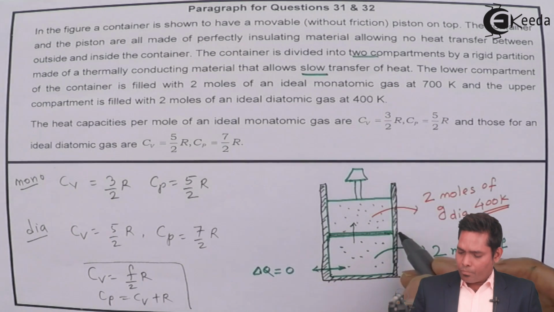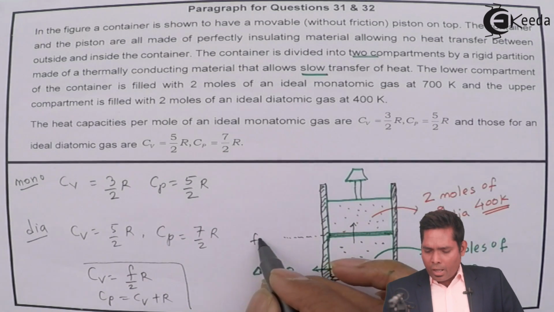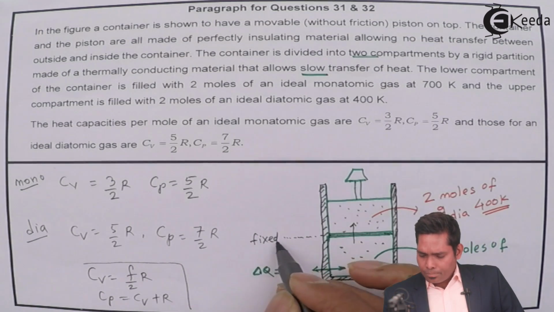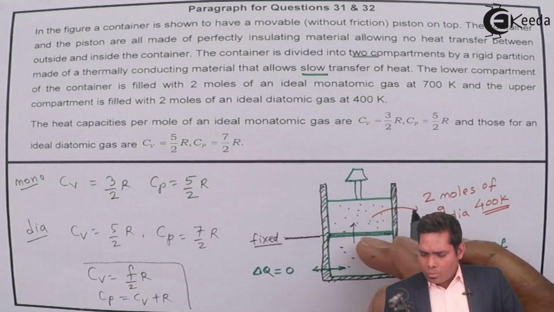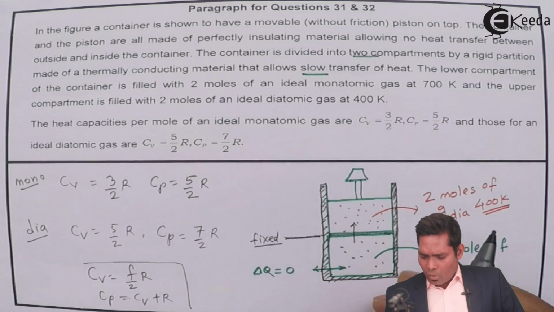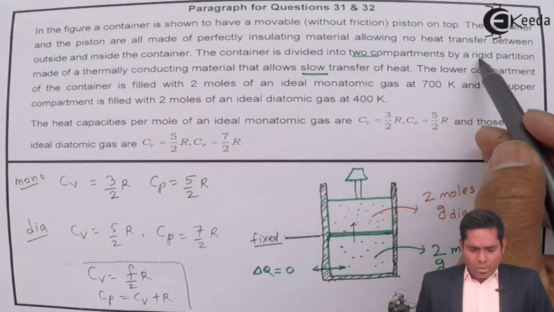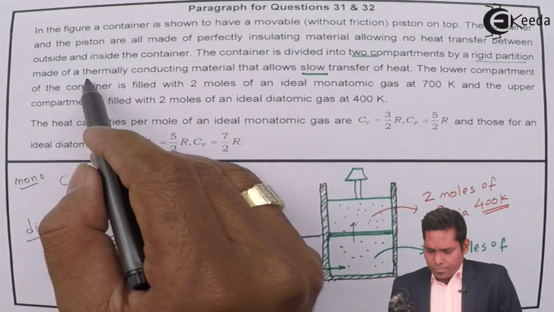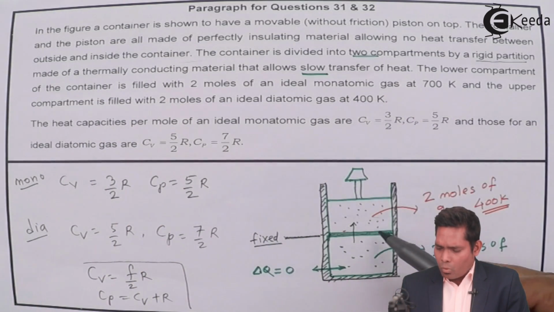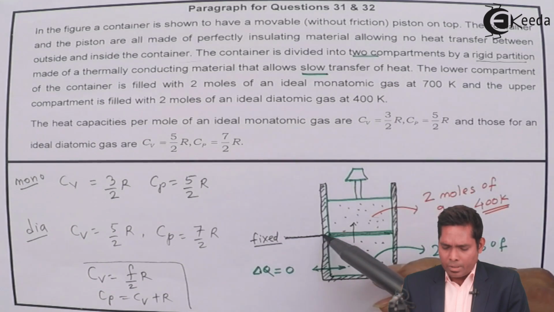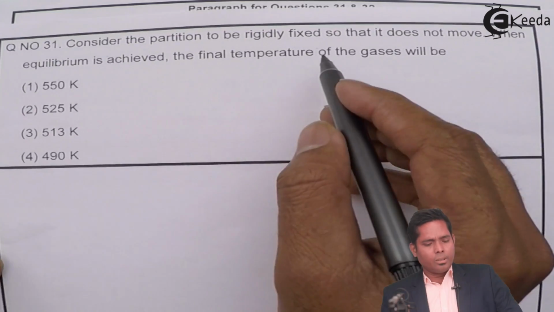This one is fixed, so this partition will not move. We have read that this rigid partition allows transfer of heat and is not moving. In this case it is fixed. So that it doesn't move, when equilibrium is achieved, the final temperature of the gases will be?